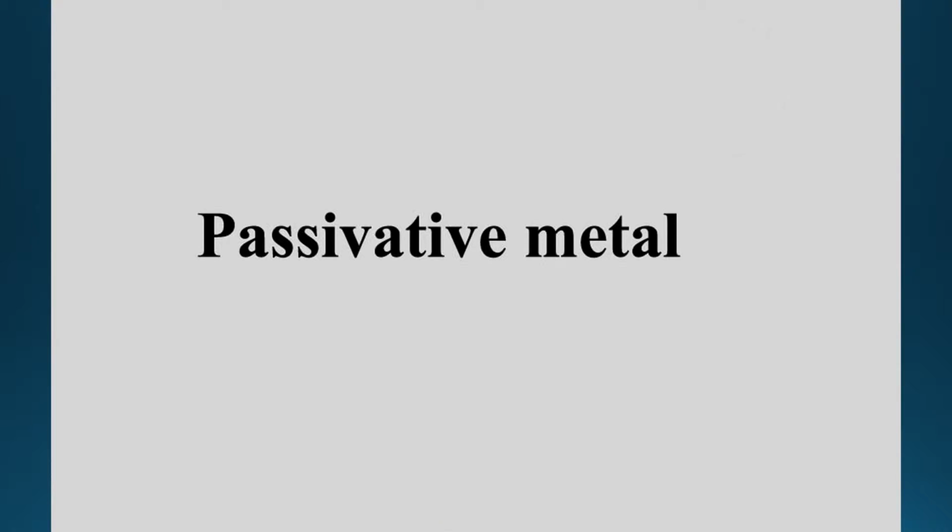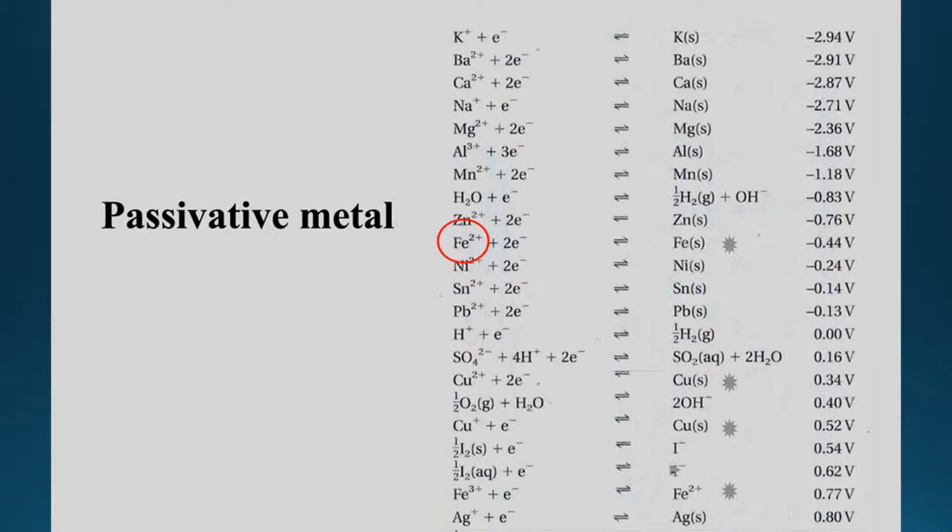Passivative metal. Very often we hear of iron rusting, and students will think: how about those above iron, those more reactive metals, would they rust? They all rust. But iron, how come we hear of iron rusting more often than the others? One reason is that iron rusts in a very ugly manner, which I'm going to show below.